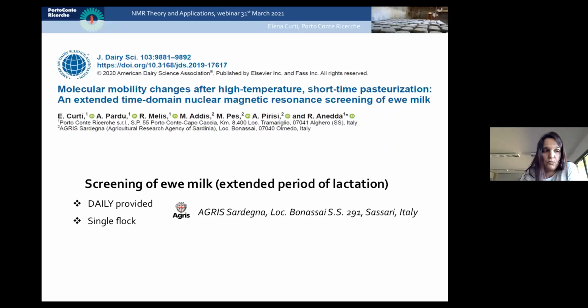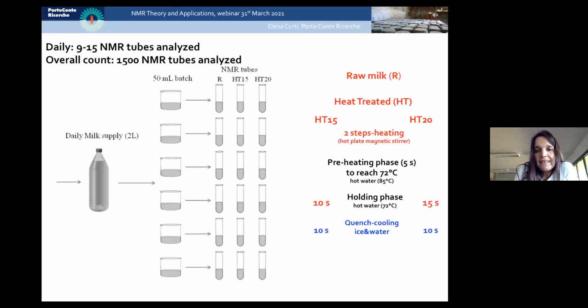So we chose to have milk that was daily provided and obtained from a single flock, so that we can exclude any variability due to the feeding of the flocks and the location of the flock itself. So we basically got a daily milk supply from a flock, and from the supply we managed to produce daily from 3 to 6 batches, and from each we produced 3 samples.